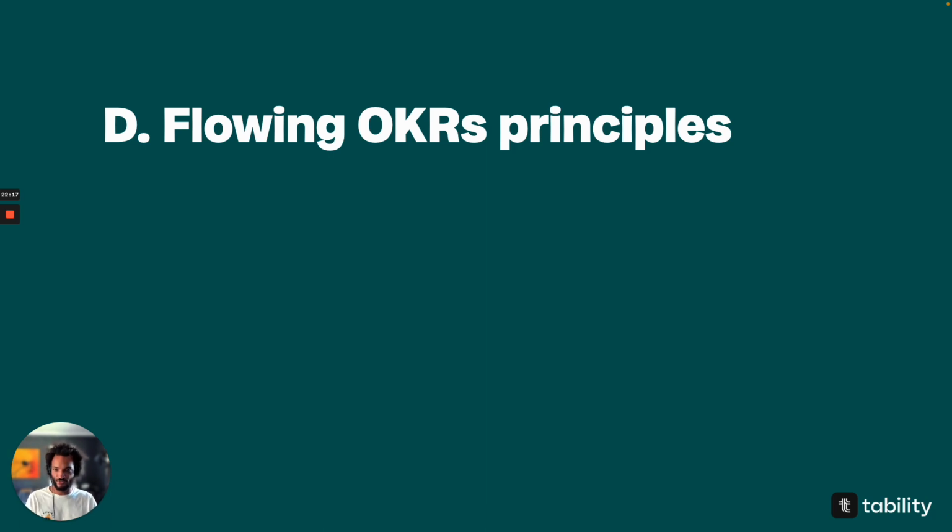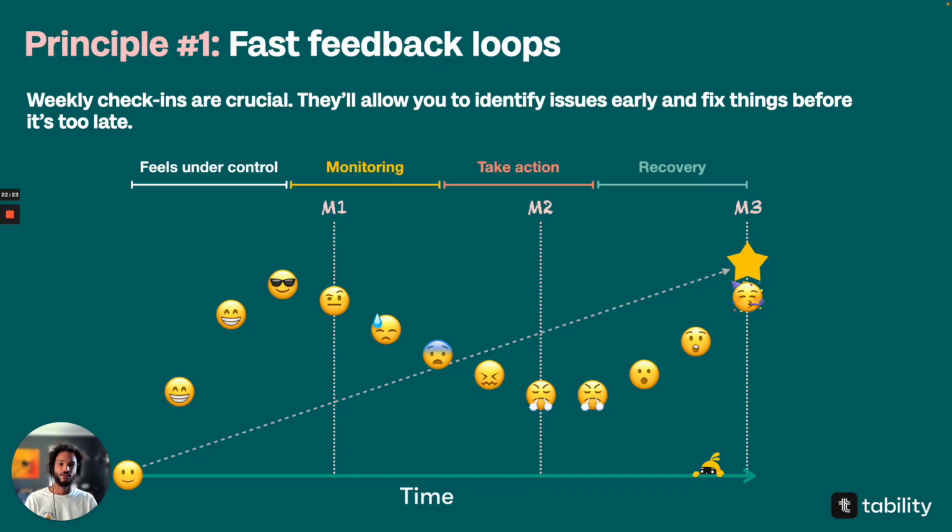So here I'm going to talk about the key principle that we have in our system that we call flowing OKRs. So the first principle is that you really want to have those fast feedback loops. I said it two or three slides ago. One thing that makes OKRs difficult for teams is that many teams adopt OKRs, they set some goals, and then the way they track goals is once a month.